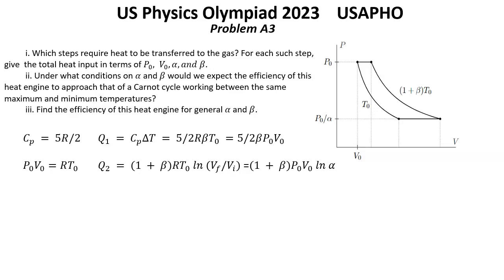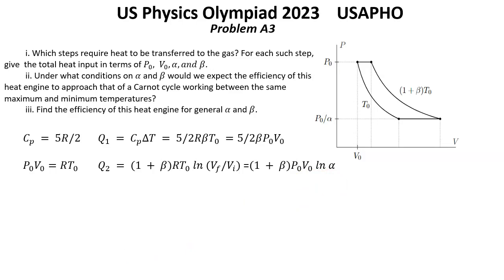In the second step, the heat added to the gas compensates for the work done while it expands. So we have Q2 equal to 1 plus beta, RT0 logarithm of V final over V initial. Again, RT0 equals P0 V0, and the ratio V final over V initial is inversely proportional to the ratio of pressures for constant temperature. It means that this ratio is just alpha. And finally we have Q2 equal to 1 plus beta multiplied by P0 V0 logarithm alpha.